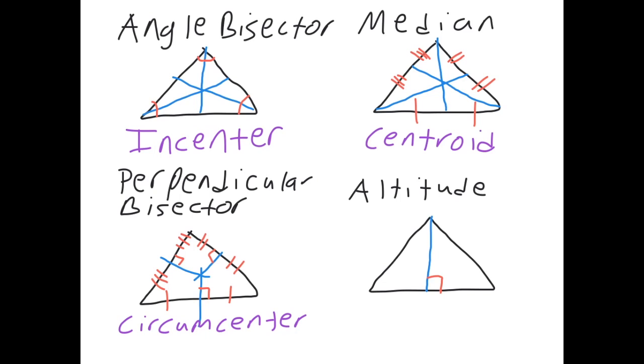And finally, an altitude is if you draw a line from a vertex down to the opposite side, it will intersect the opposite side at a 90-degree angle. The altitude is usually used to find the height of a triangle. And if you were to draw all 3 altitudes, you would get what's known as the orthocenter.